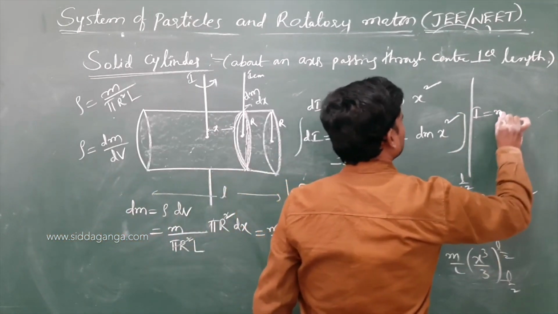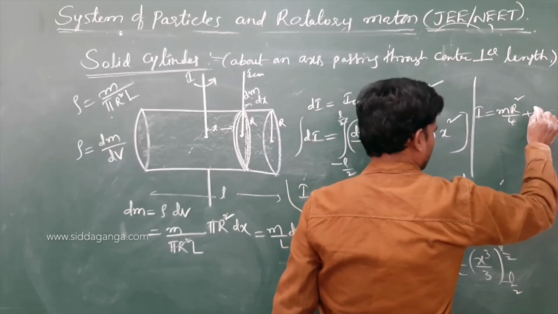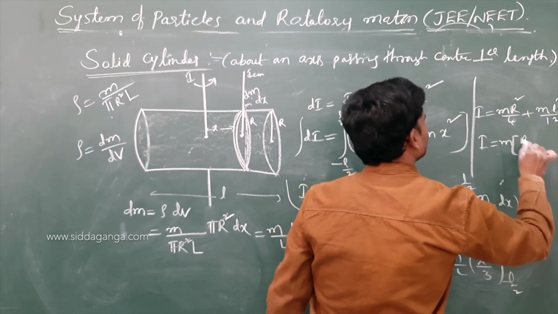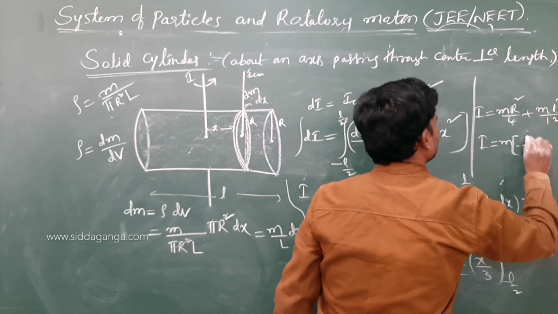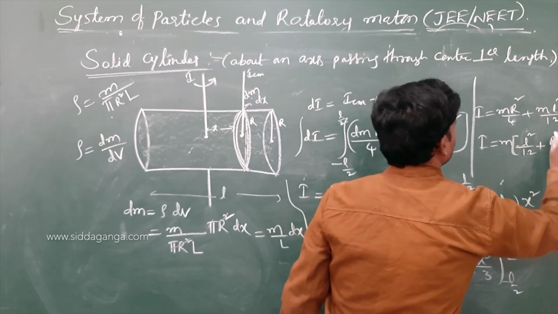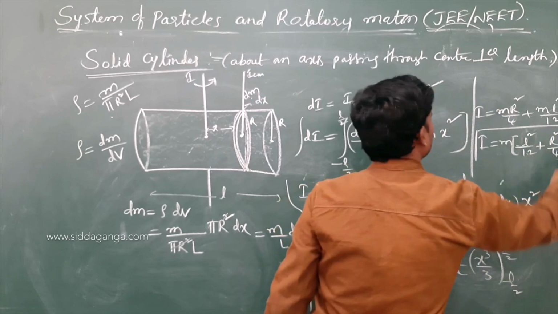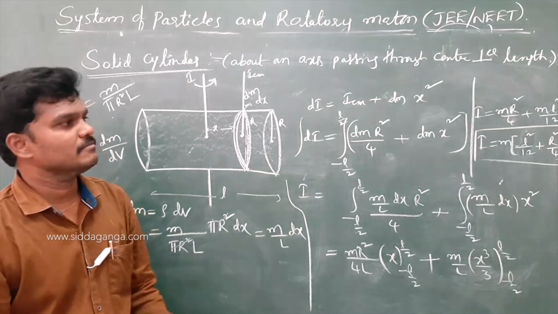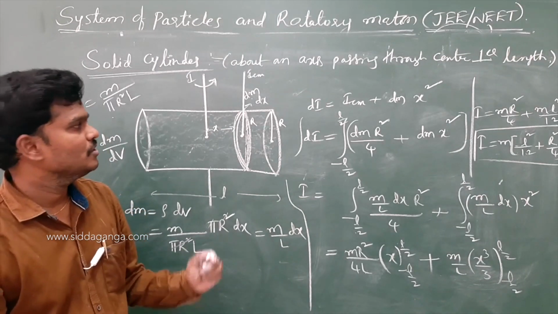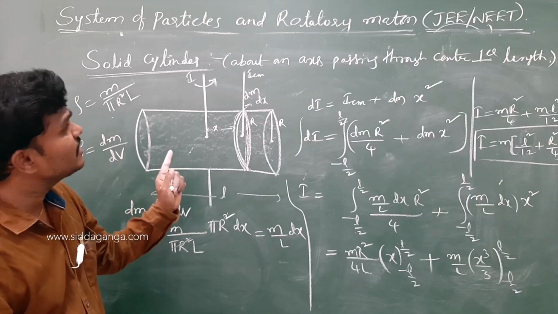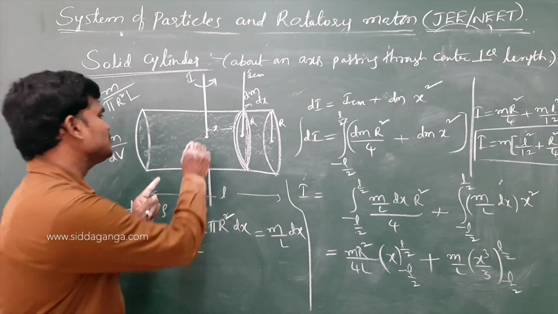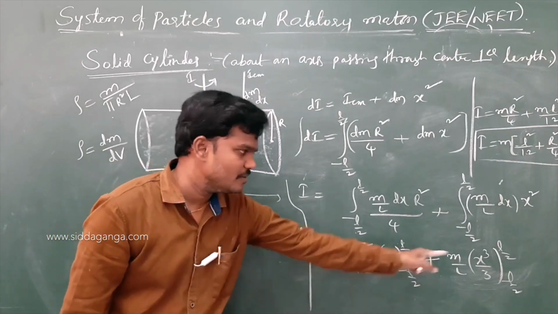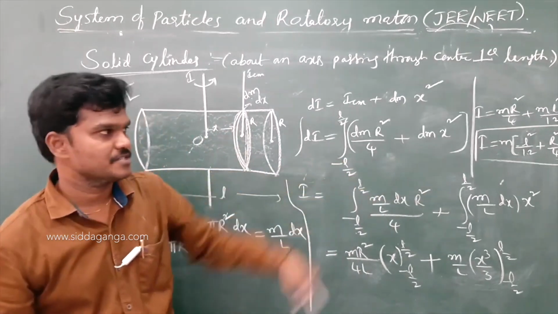I is equal to m r square by 4 plus m L square by 12. If you take m out, L square by 12 plus r square by 4, it's not a problem. So the final answer for this one is m of L square by 12 plus r square by 4, that is, m L square by 12 plus m r square by 4. This is the moment of inertia of the solid cylinder about an axis passing through the center perpendicular to the length. Here you just substitute the upper limit and lower limit and you will get this answer. Verify these calculations.